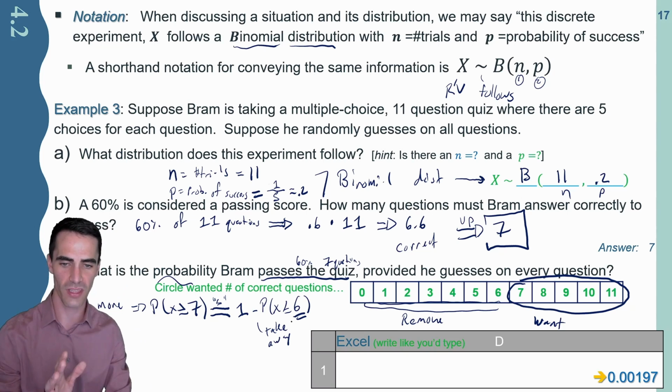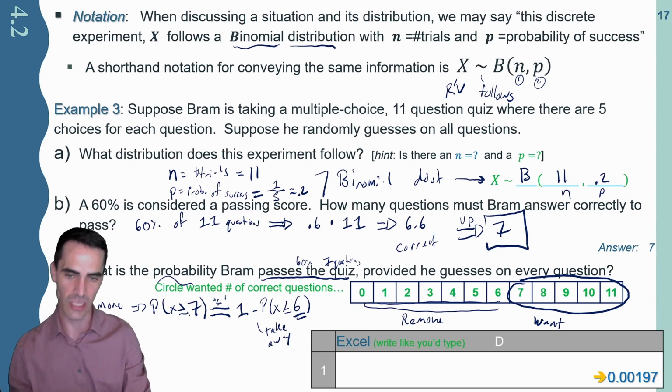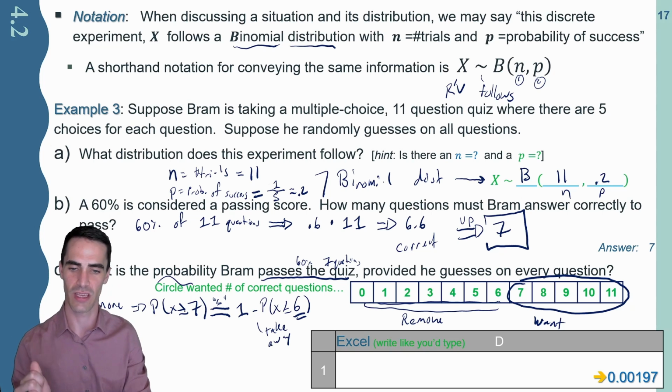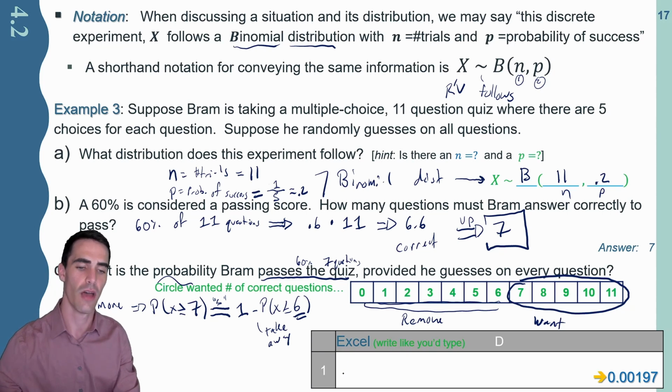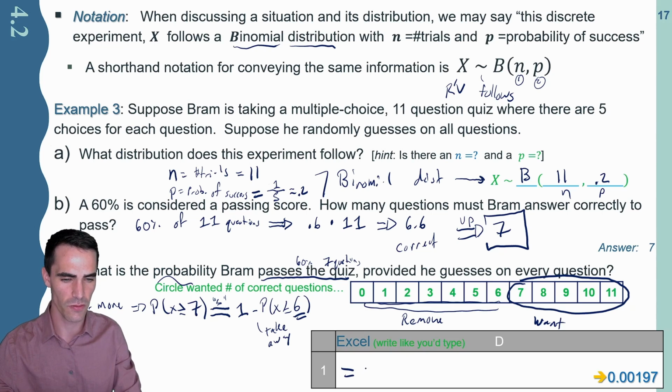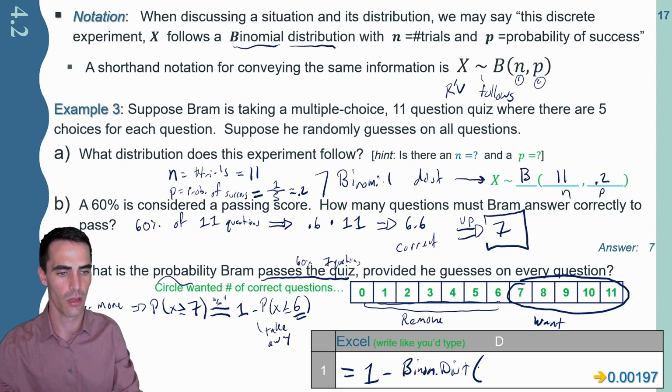There are some formulas out there for how this will always work. If it's greater than or equal to, then you subtract 1. If it's just greater than, then we would write 7 here, for instance. So here, once I have it in less than or equal to, I can write it just like you would type it in if you have Excel pulled up. This would be equals 1 minus, I should write BINOM.DIST. In parentheses, we want k, the number of successes we're interested in. In this case, it's 6.